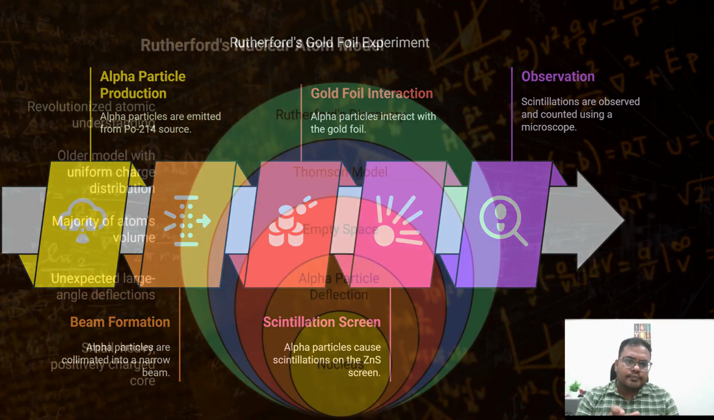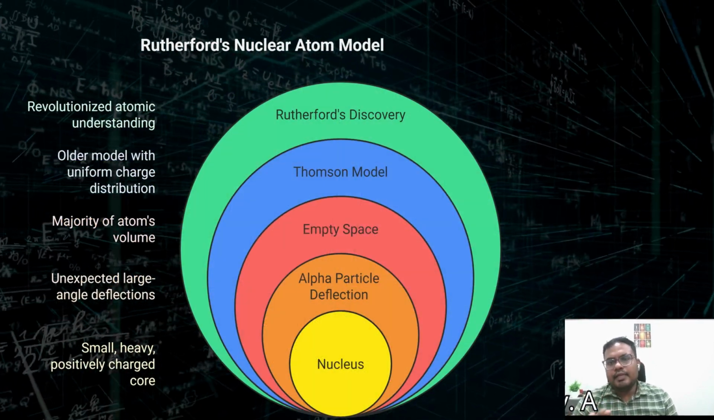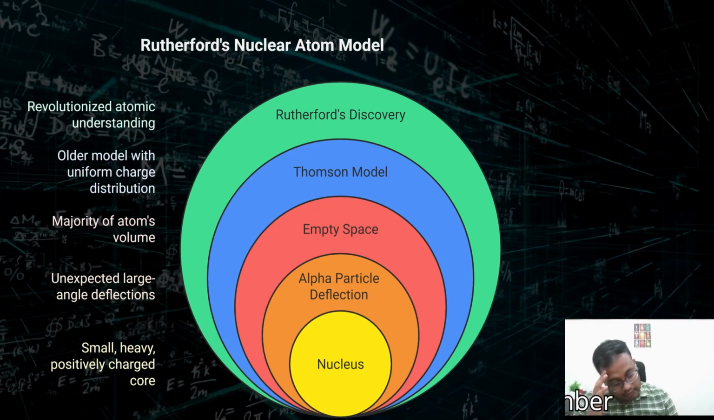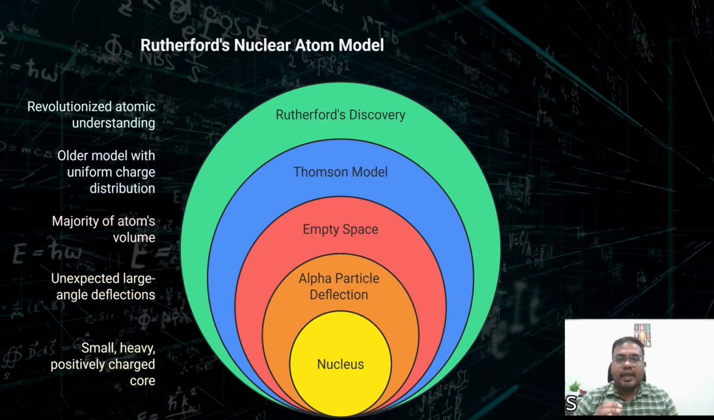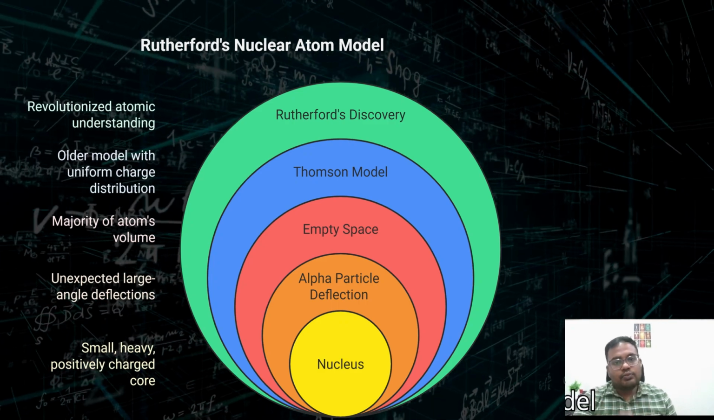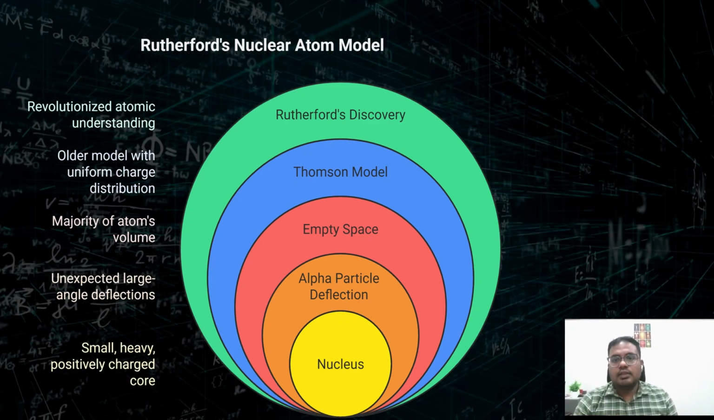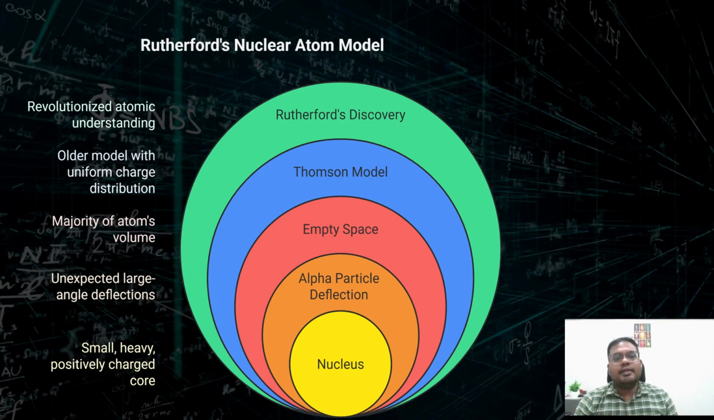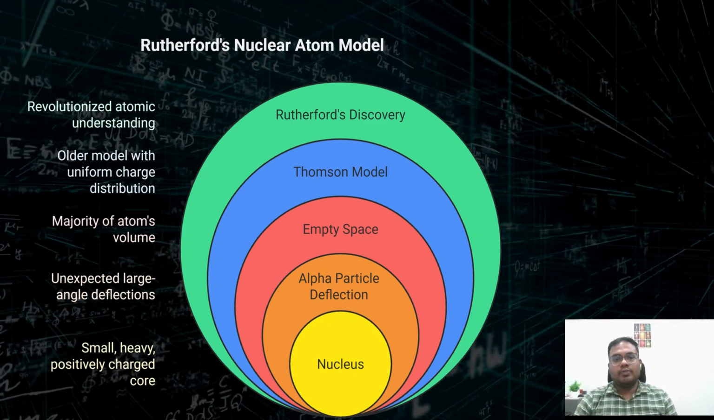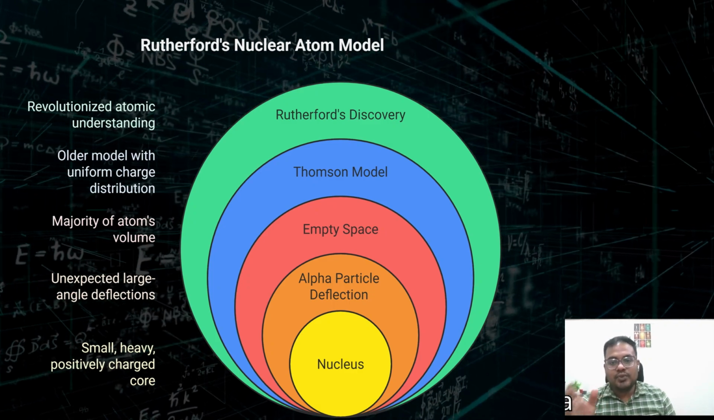As a result, most of the alpha particles went straight through the foil, meaning most of the atom is empty. A small number of alpha particles bounced at big angles, even nearly 180 degrees. This was surprising, because according to the older Thomson model, such large deflection should not happen. Rutherford explained that it is only possible if there is a very small, very heavy and positively charged core, the nucleus, so the alpha particle is pushed back with such large forces.